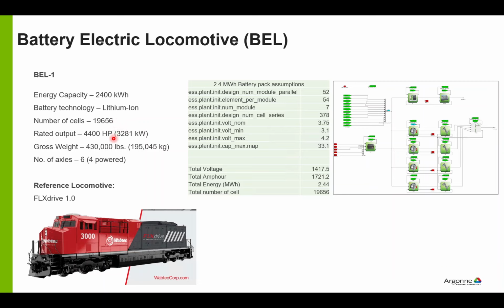And the rated output is 4,400 HP. The gross weight is 430,000 pounds, and the number of axles is 6, but only 4 are powered. So that's why when you see the model of the train in Autonomie, you can see 4 motors, but when we go inside the vehicle dynamics block, you can see 6 axles are used for the simulation. So the battery pack configuration is assumed because we had limited data, but we tried to model it as close as the Flex Drive one, and try to run the simulation.